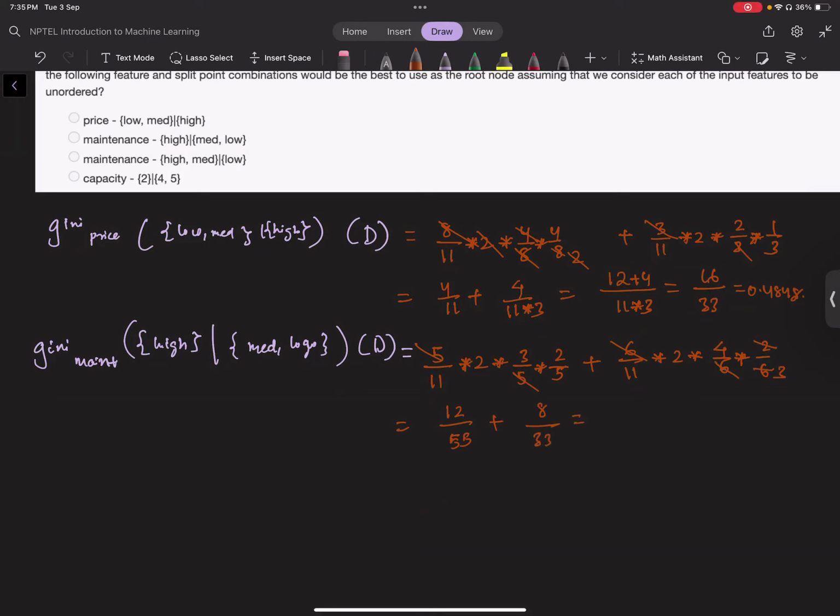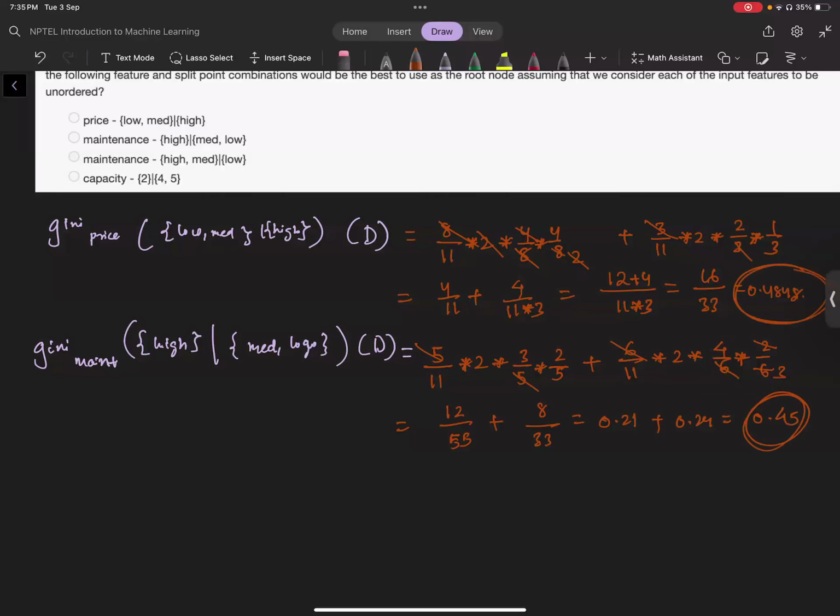This will be, let me calculate that. 12 by 55 is 0.21 plus 8 by 33 is 0.24, equals 0.45.